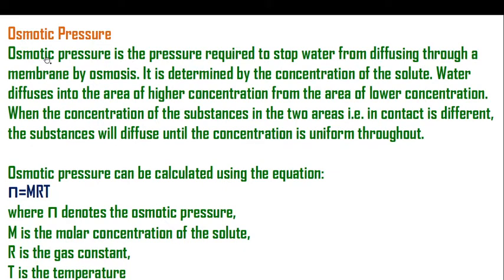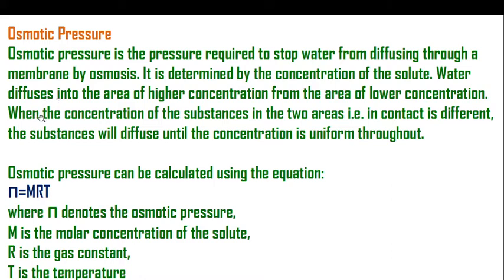Then if the cell is in various conditions, at that time there is a creation of pressure when osmosis is going on. So there is a creation of osmotic pressure, which is the pressure required to stop water from diffusing through a membrane in osmosis, and it is determined by the concentration of the solute. Water diffuses into the area of higher concentration from the area of lower concentration.